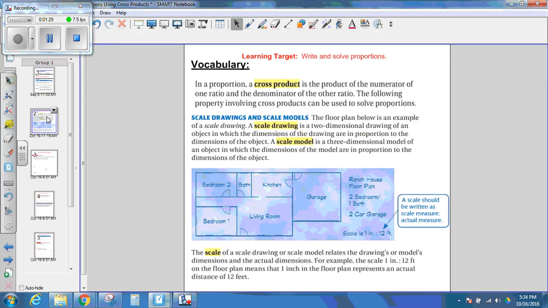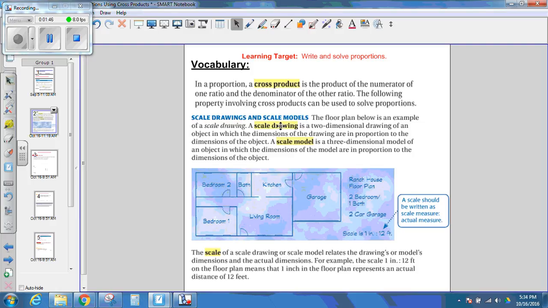Four more vocabulary words that we have today. Cross product. We're going to be using cross products. It's a product of the numerator of one ratio and the denominator of the other. This is what we use to solve our equations using proportions.